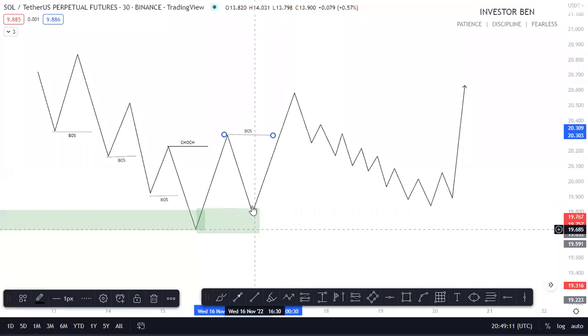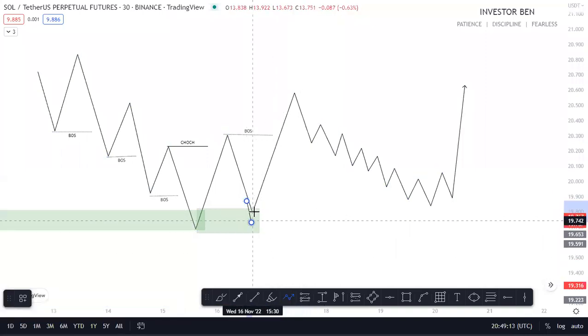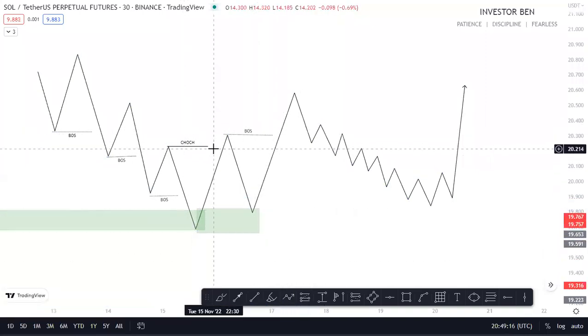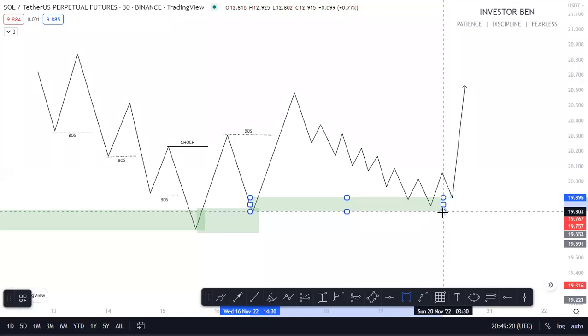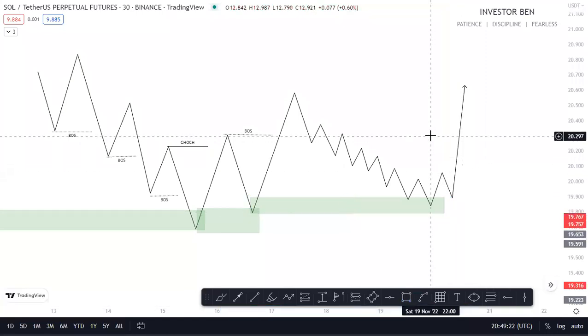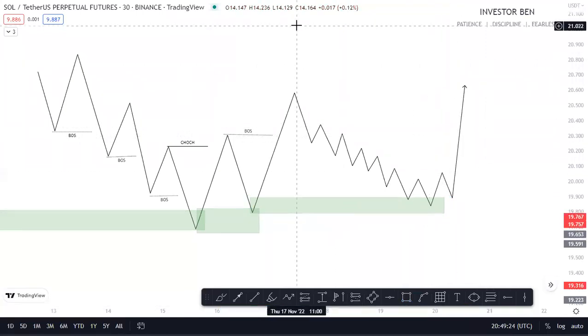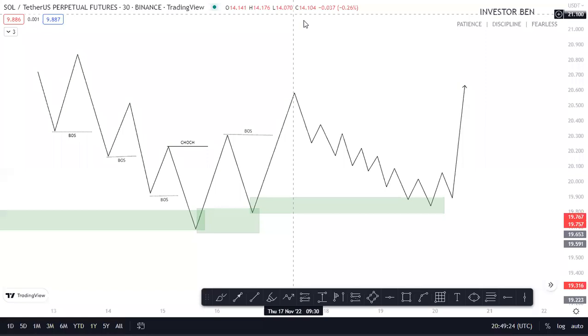Price is not trying to trick us, maybe by breaking down to the downside. Now we've had our change of character and we broke structure. You should know that this demand here is a solid demand to buy price to the upside.